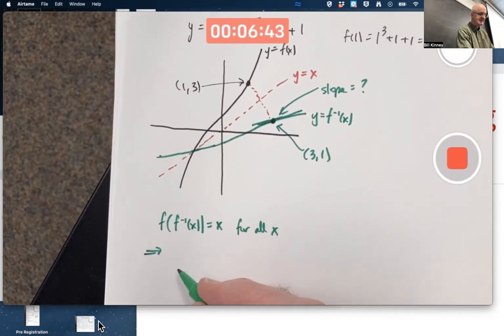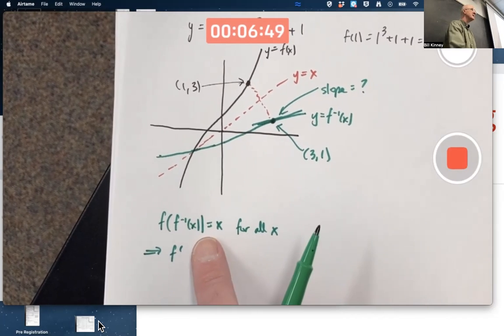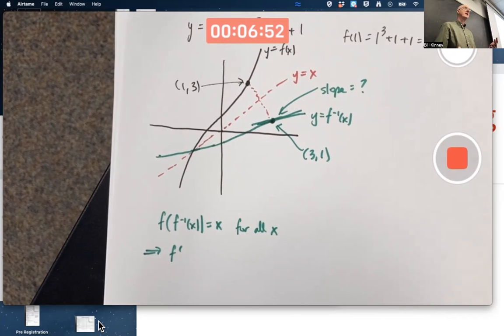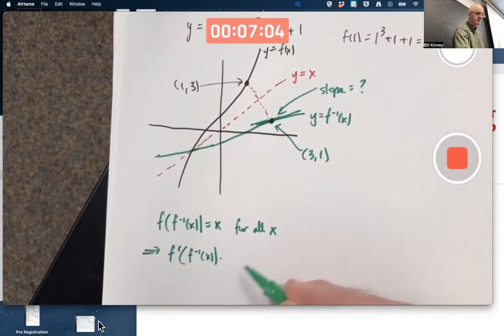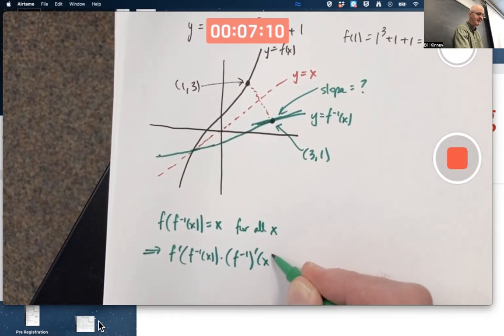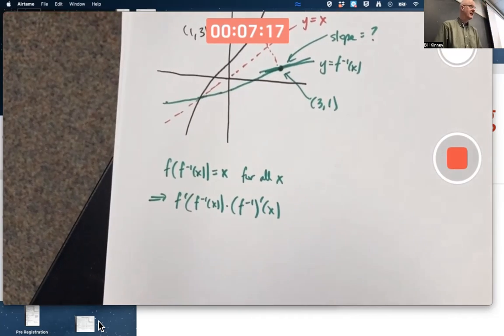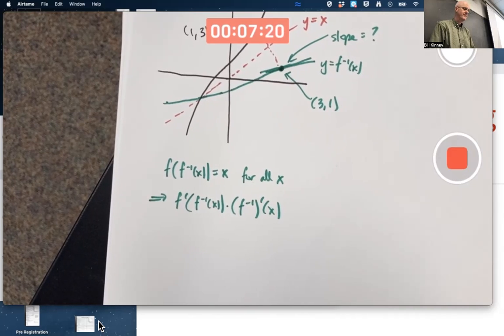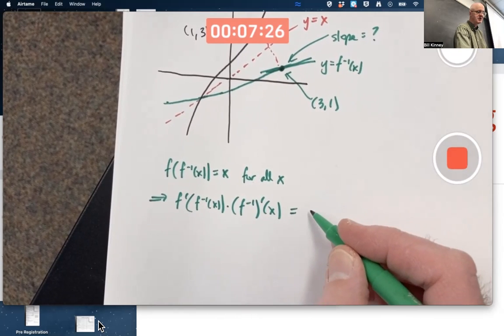So differentiate both sides. I've got to use the chain rule on the left side, right? I've got an inside function, the unknown inverse function, and an outside function, the original function. That's a composition. I've got to use the chain rule. Find the derivative of the outside, plug in the inside function, then multiply times the derivative of the inside function, f inverse prime of x. And I did not make any written typos there. That is the right way to write the expression there with parentheses where they should be. That's the derivative of the left side. The derivative of the right side, x, is just 1.